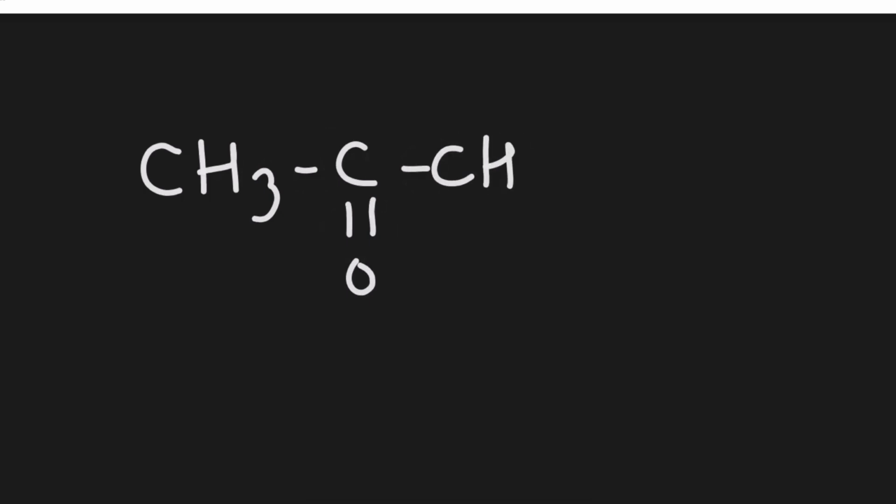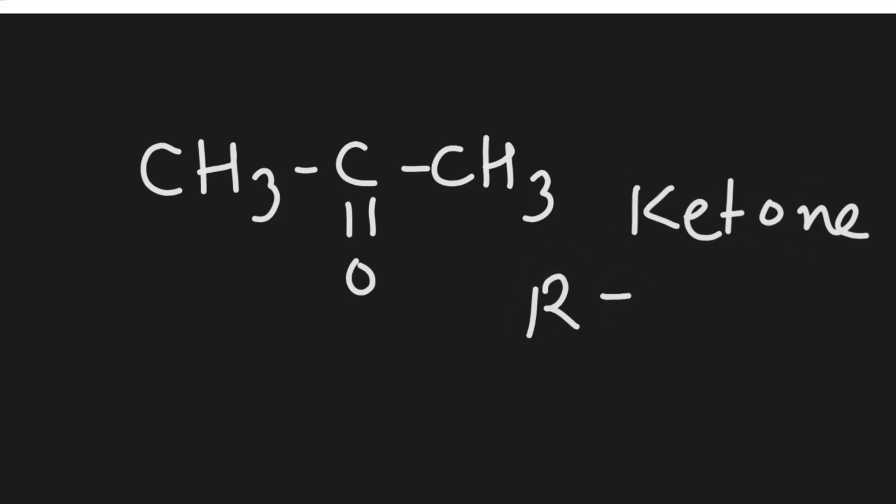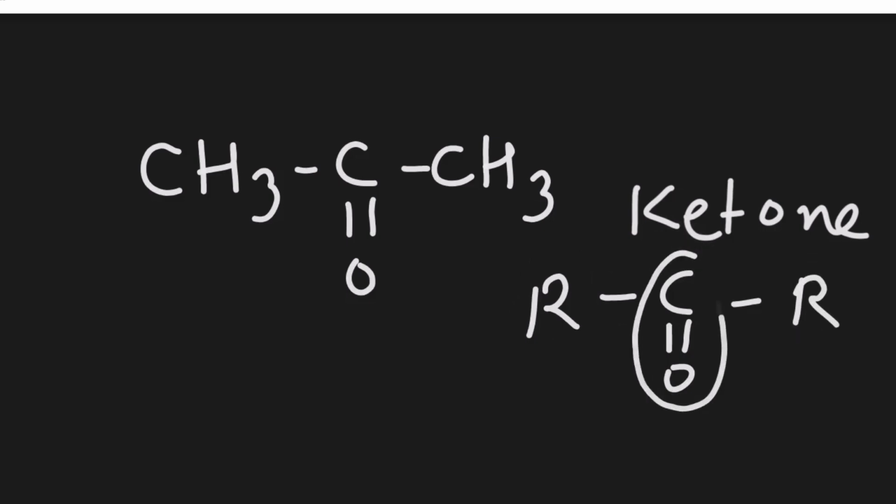Structure CH3 C double bond O CH3. In this structure we have the functional group ketone. And it's represented by R C double bond O R, and this is called the carbonyl group.